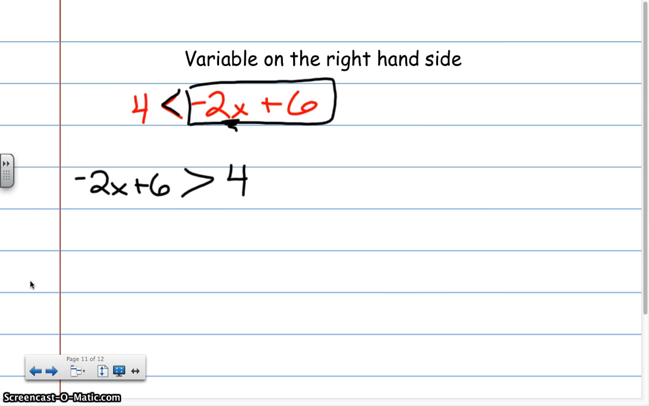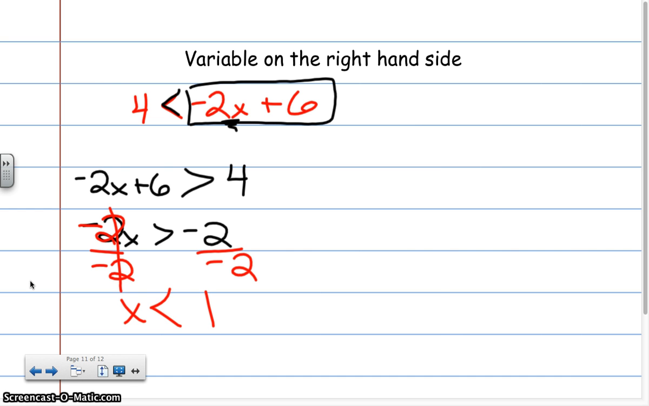Now the next thing I do, I subtract my 6. And I get negative 2x is bigger than a negative 2. That's me subtracting 6. Now I have this negative 2 connected to it, so I have to divide through by a negative 2. So if I divide by a negative, I need to MDNF it. x becomes less than a positive 1. Recalling that if I MDNF, I need to flip that inequality.